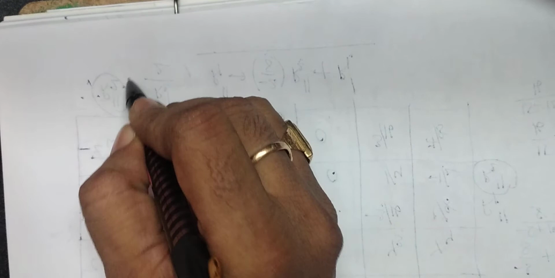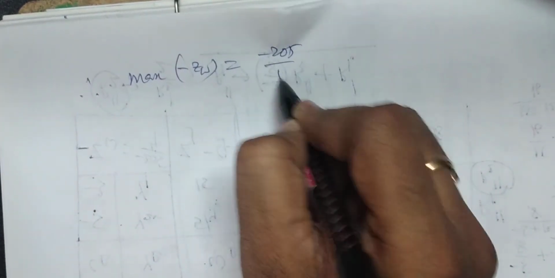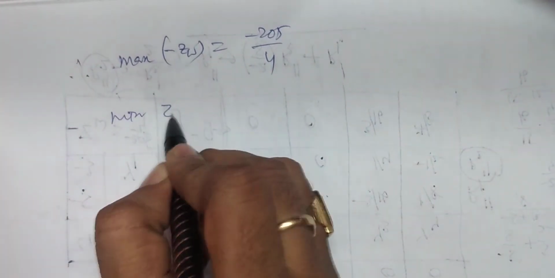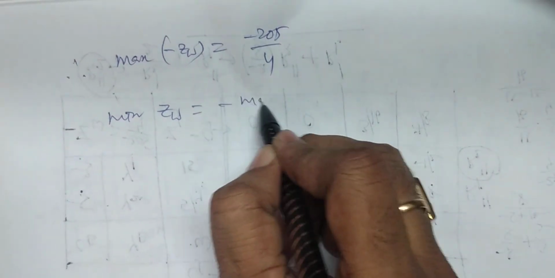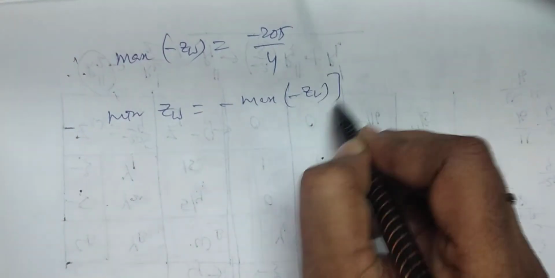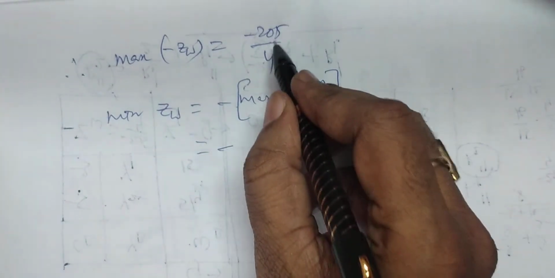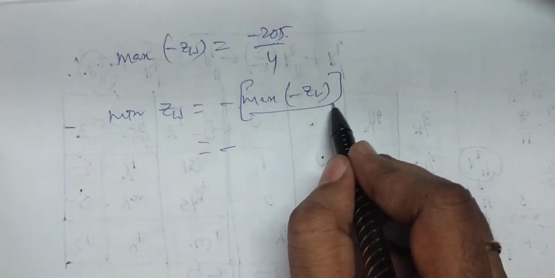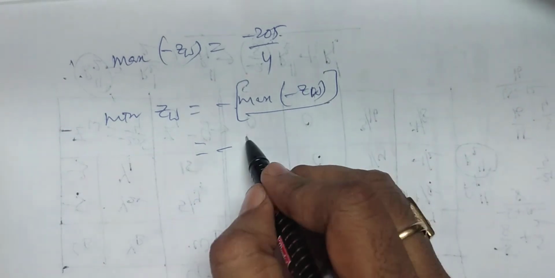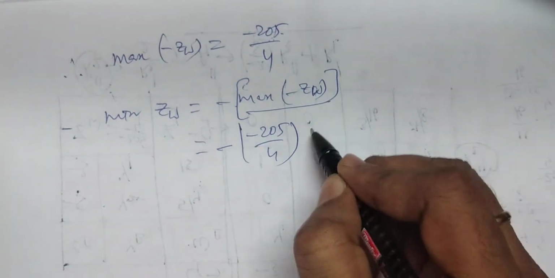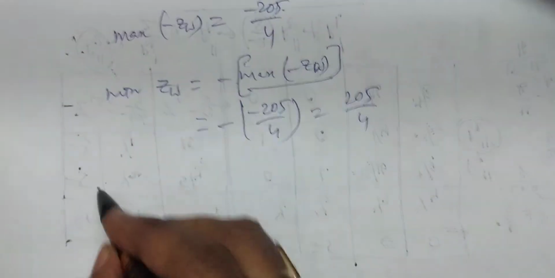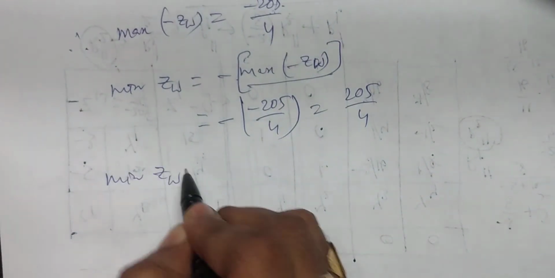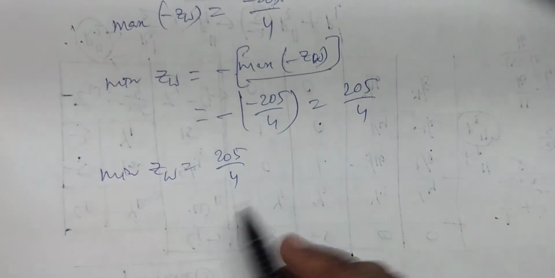Therefore, we have obtained maximize minus Z omega is equal to minus 205 by 4. And what you have to write: therefore minimize Z omega is equal to minus of maximum minus Z omega, which is nothing but minus of minus 205 by 4, therefore is equal to plus 205 by 4. Minimize Z omega is equal to 205 by 4.